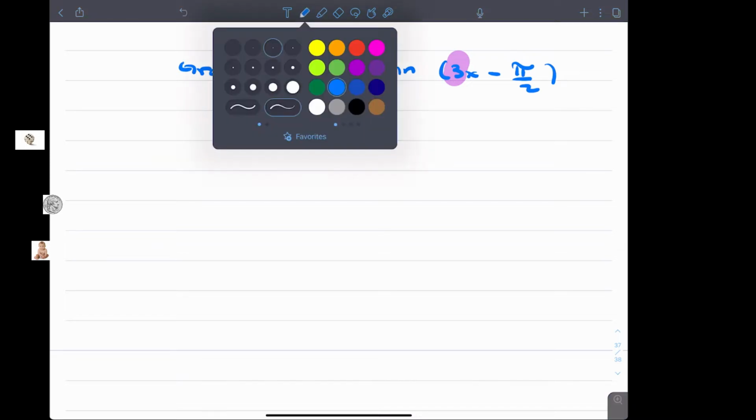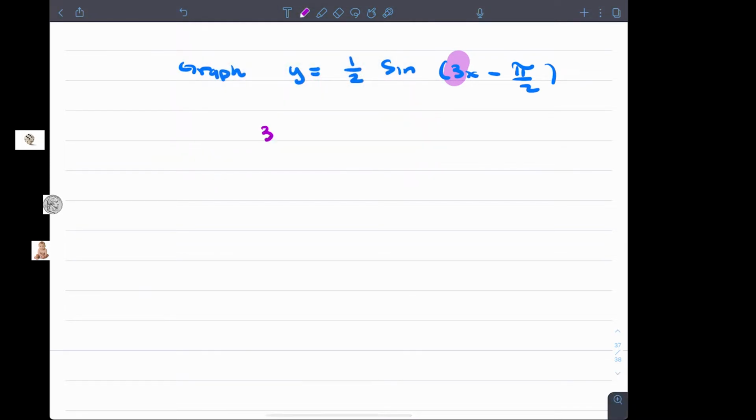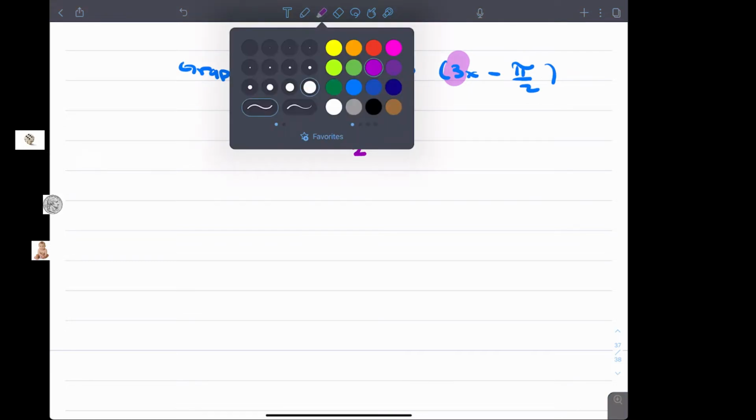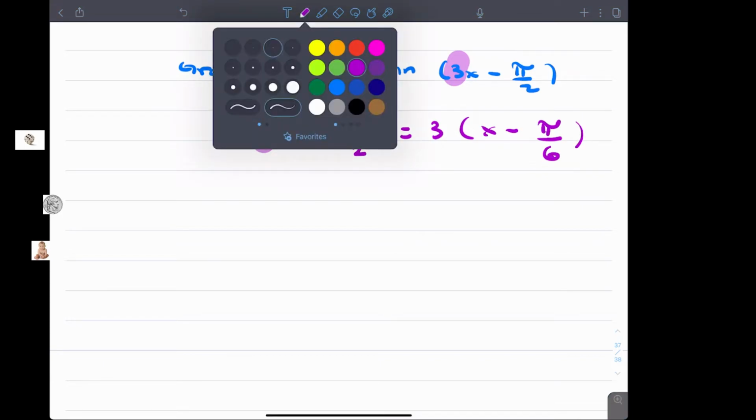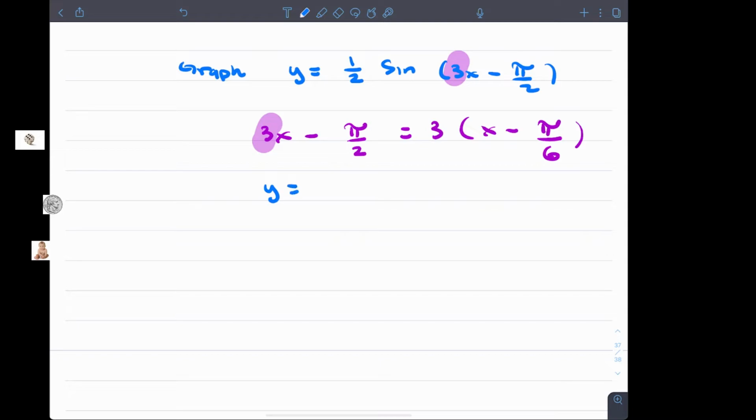So 3x minus what? Pi over 2. Remember yesterday? We're going to factor out what? That leading coefficient. 3x minus pi over what, ladies and gentlemen? 6. Good job. See, this is okay. This isn't too bad.